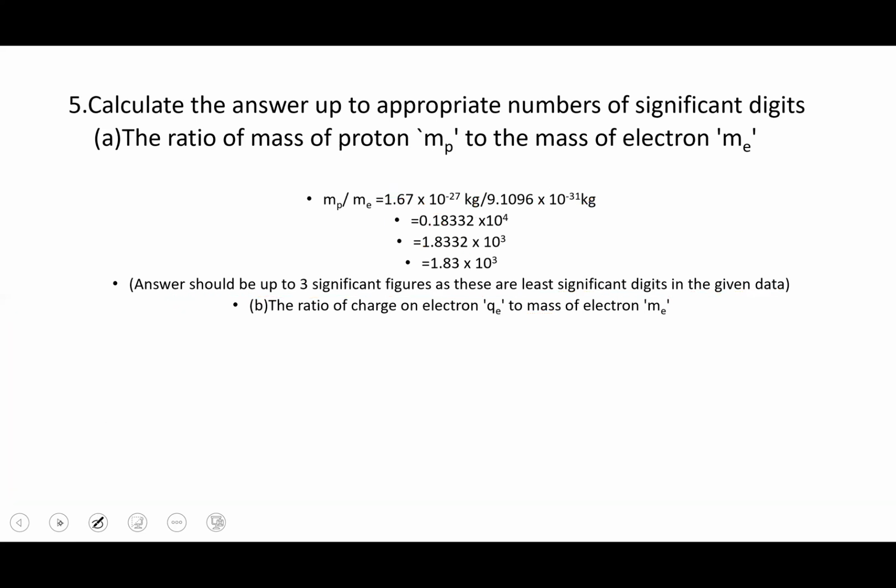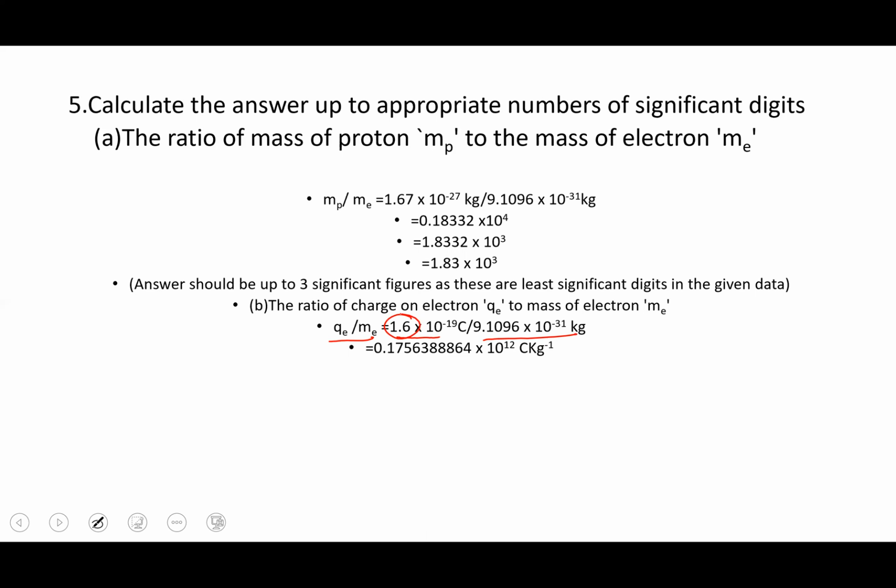So let us put in the values and find it out. Q over M is 1.6 multiplied by 10 to the power minus 19 coulomb divided by 9.1096 times 10 to the power minus 31 kilograms. So if we divide them, what do we get? We get 0.175688864 times 10 to the power 12 coulomb per kilogram. Only 2 significant figures are required.